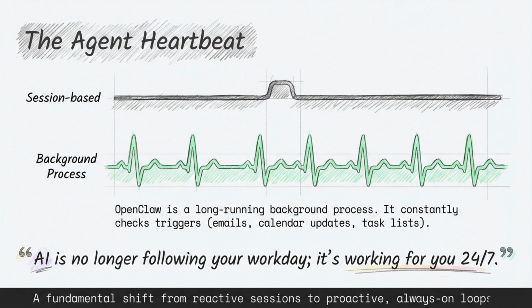The really important part is that it's not built for you to send a message, it replies once, then goes idle. OpenClaw is designed as a long-running background process with its own heartbeat. It regularly checks your email, your calendar, your task lists, and when it spots something it can help with, it acts automatically. That means AI is no longer following your workday. It's working for you 24/7.